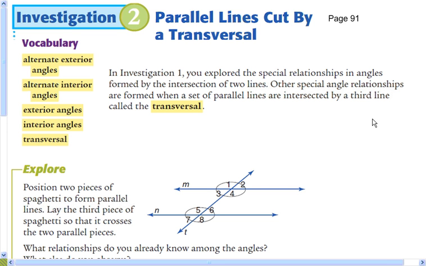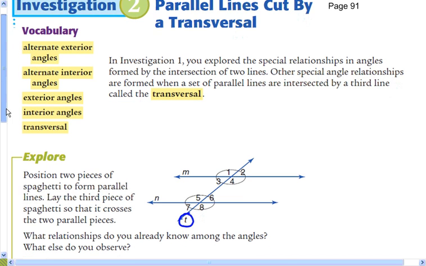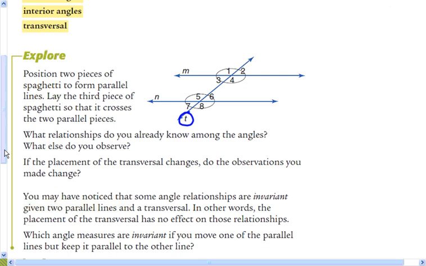Here's an example of two parallel lines cut by a transversal. Notice the transversal is T. So it's a line that goes across the two parallel lines. That's the transversal. When you do that, you get 8 angles created, and there are some special relationships. Some of them you may just look at right now and try and figure out. Go ahead and pause the video if you want, and try and figure out some of those angles that are actually equal.